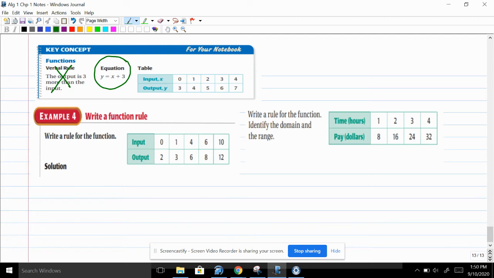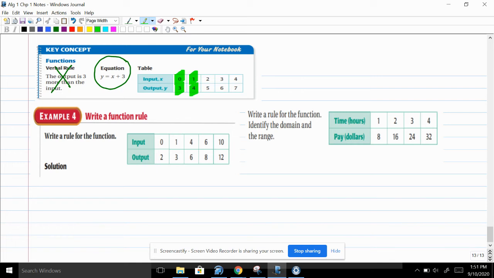Now if you look at your input-output table, the input-output table is a table of values that represents what's going on in the equation. The equation is saying x plus 3. So each x is going to have 3 added to it. So if I look at the first pair, 0 plus 3 would be 3.